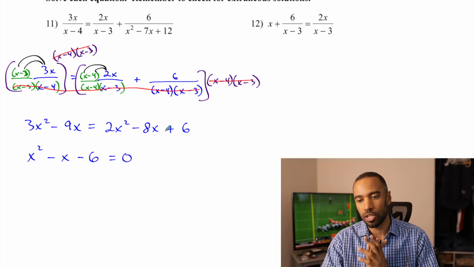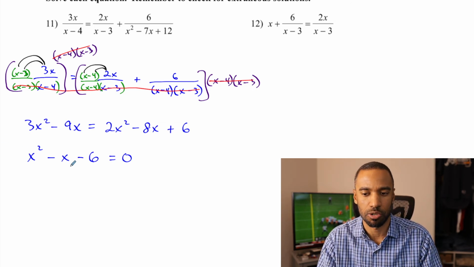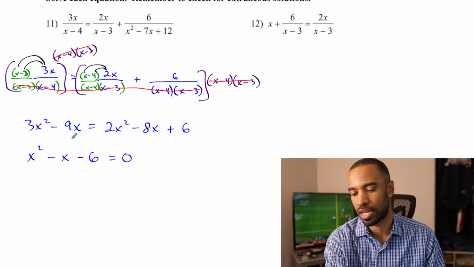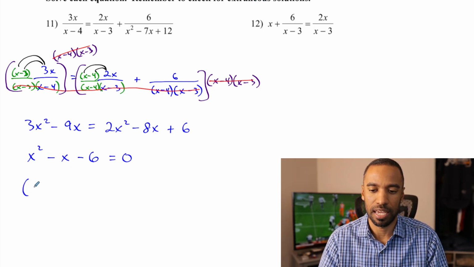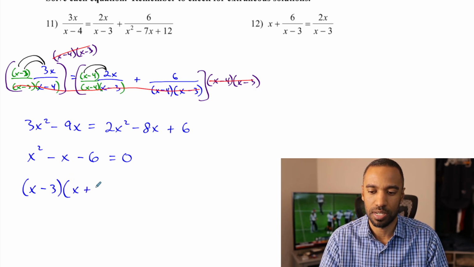I'm setting the quadratic equal to 0. If this is factorable, which it is, I can then solve this by factoring. Finding 2 numbers that multiply to make negative 6 and add to make negative 1. That's a negative 3 and positive 2. x minus 3 times x plus 2.